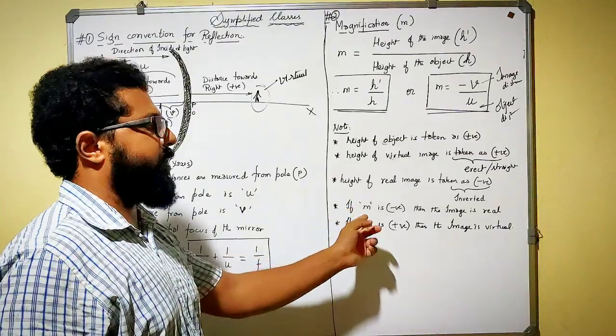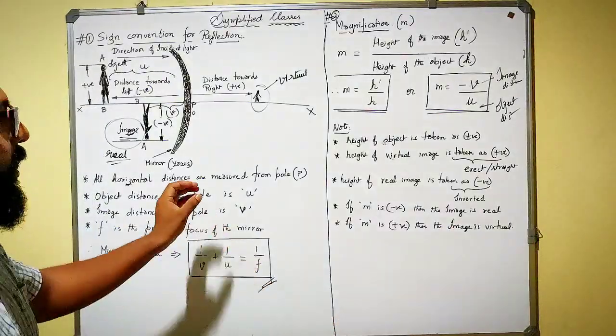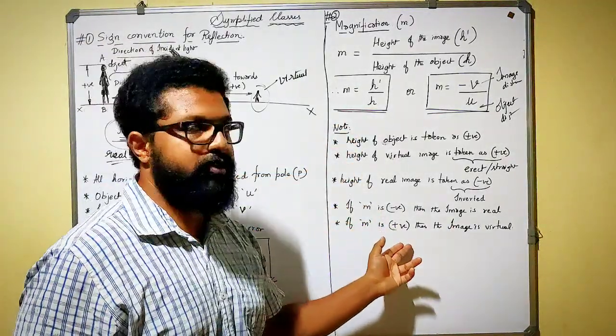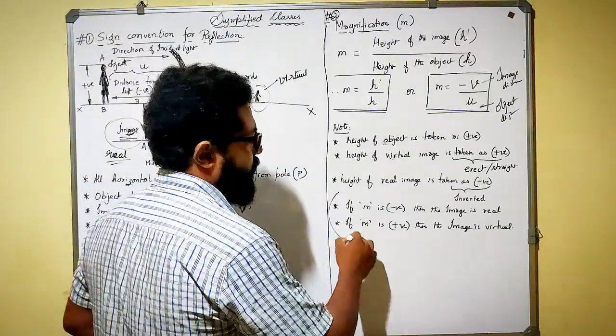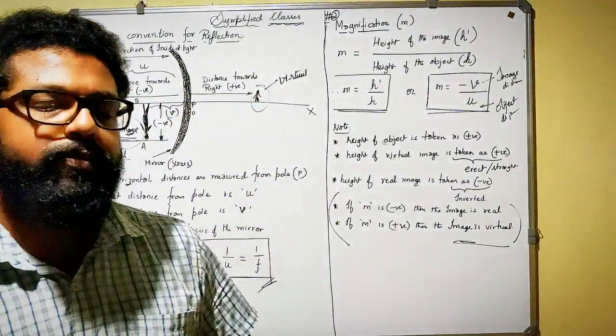And if the magnification is negative, then the image is real. If the magnification is positive, then the image is virtual. These two will come across when you are coming across the problems.